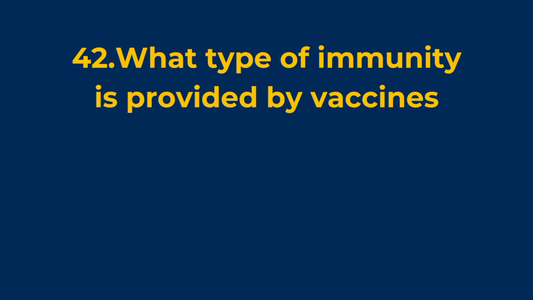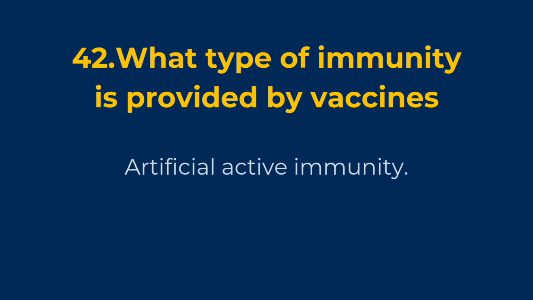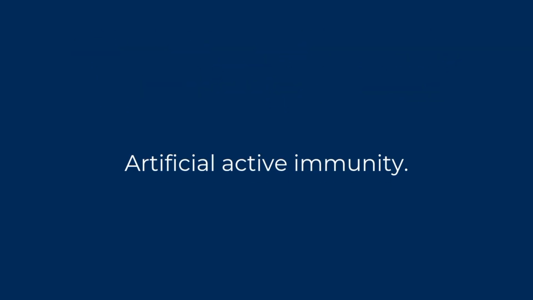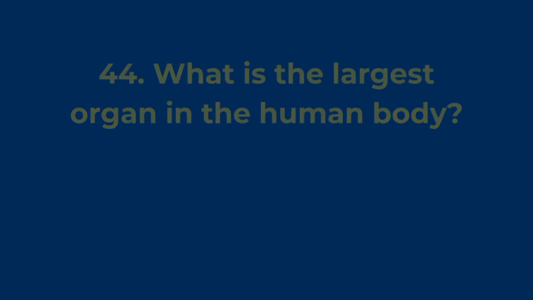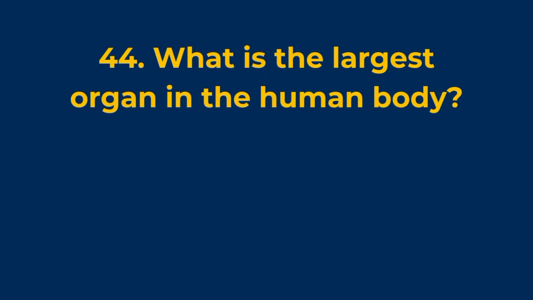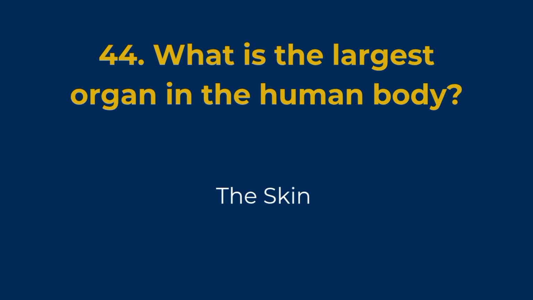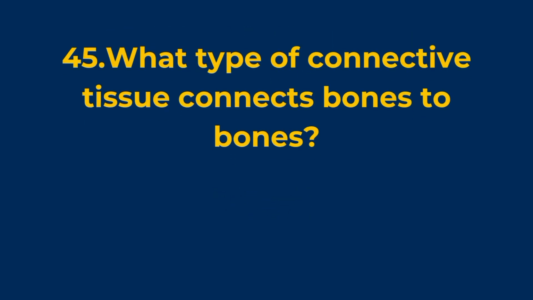42. What type of immunity is provided by vaccines? Artificial active immunity. 43. What hormone regulates circadian rhythm? Melatonin. 44. What is the largest organ in the human body? The skin. 45. What type of connective tissue connects bones to bones? Ligaments.